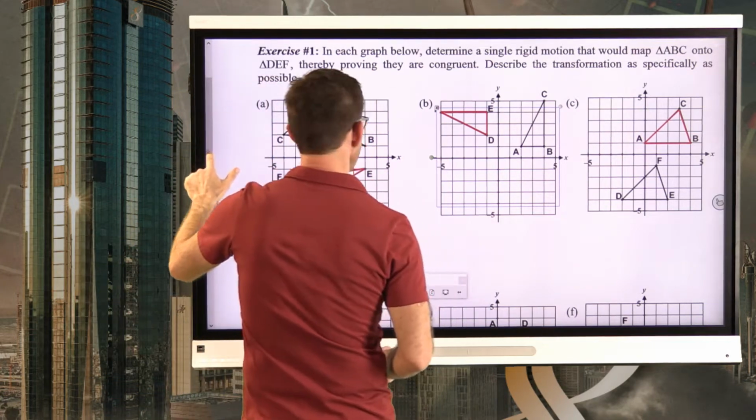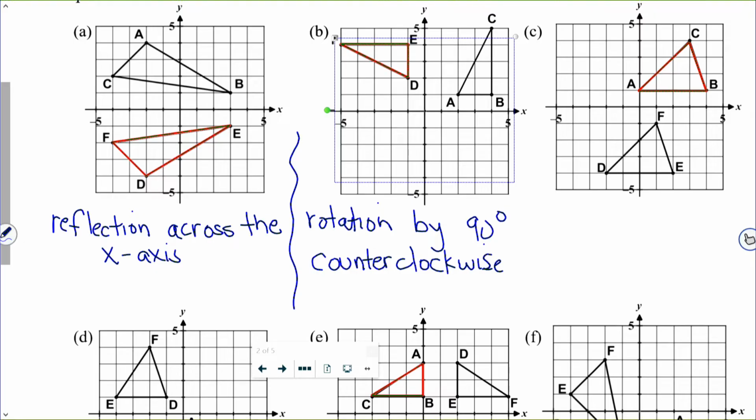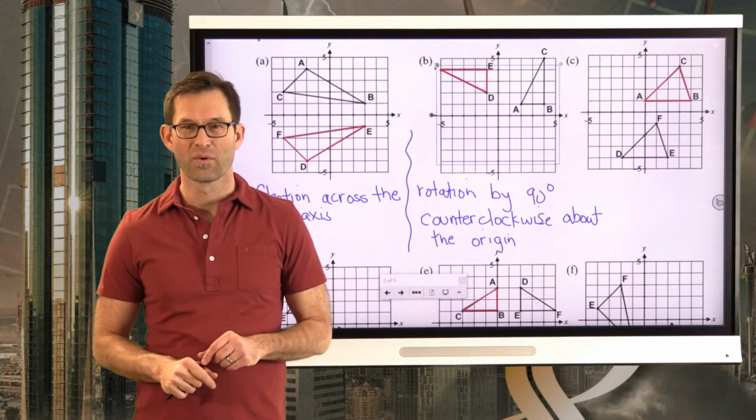So how do I want to describe this? I'm going to say a rotation by 90 degrees counterclockwise, and it is important to put that counterclockwise in, about the origin. A rotation by 90 degrees counterclockwise about the origin.